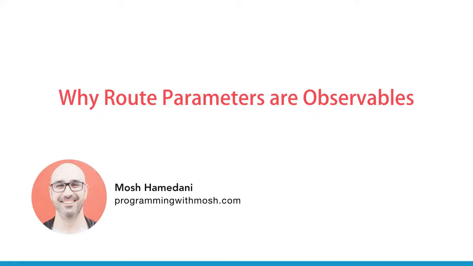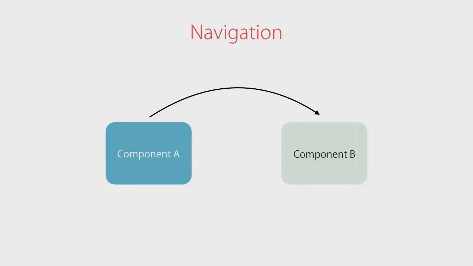In order for you to understand why route parameters are defined as observables, first we need to look at what happens to our components during navigation. So let's say the user is on a page, and on this page we have component A. Now they click on a link or a button to go to a different page where we display component B. In this case, Angular is going to destroy component A, remove it from the DOM, and then it's going to create an initialized component B and render its template in the DOM.